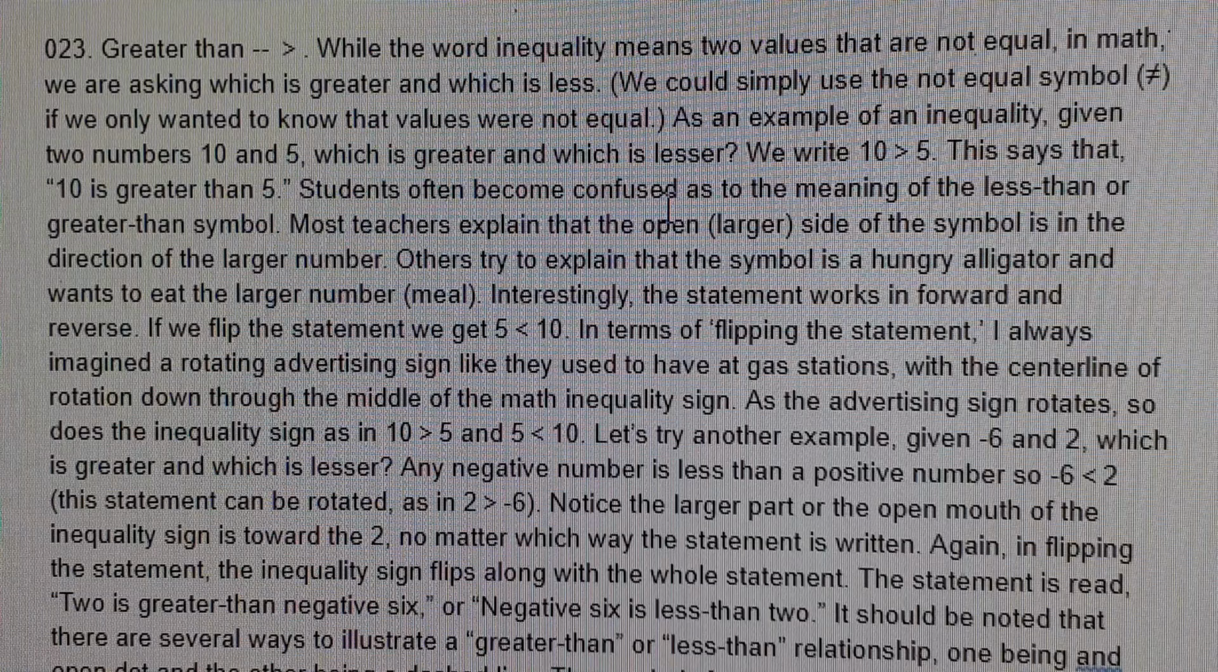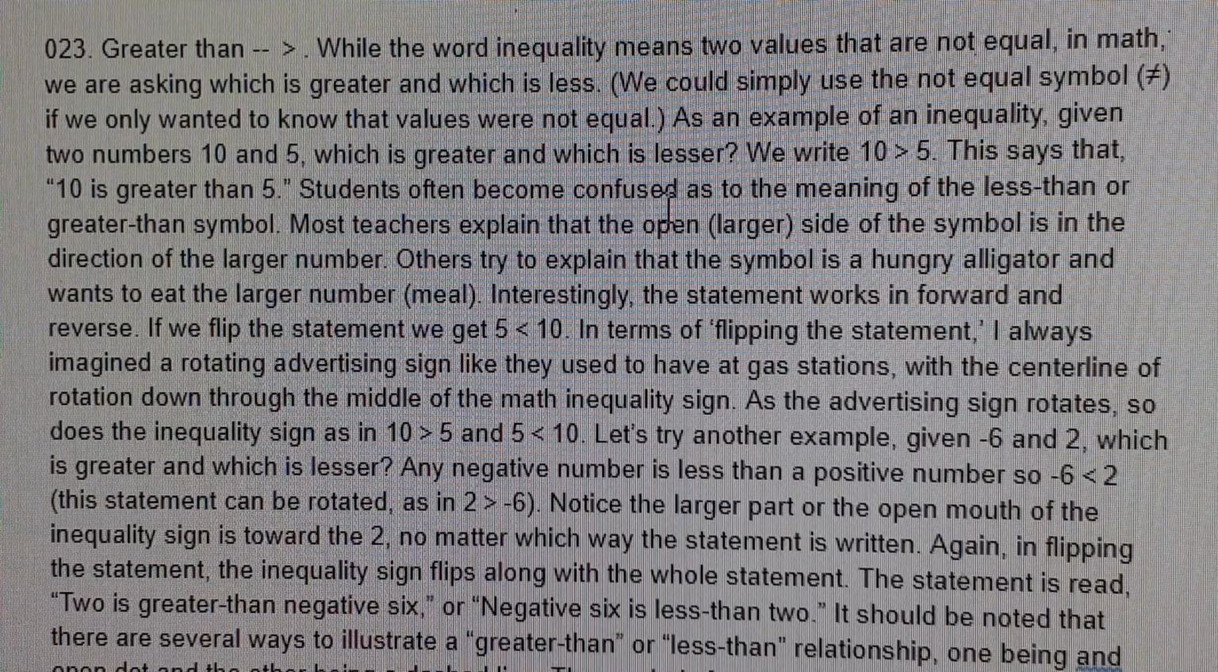Students often become confused as to the meaning of the less than or greater than symbol. Most teachers explain that the open (larger) side of the symbol is in the direction of the larger number. Others try to explain that the symbol is a hungry alligator and wants to eat the larger number (meal).